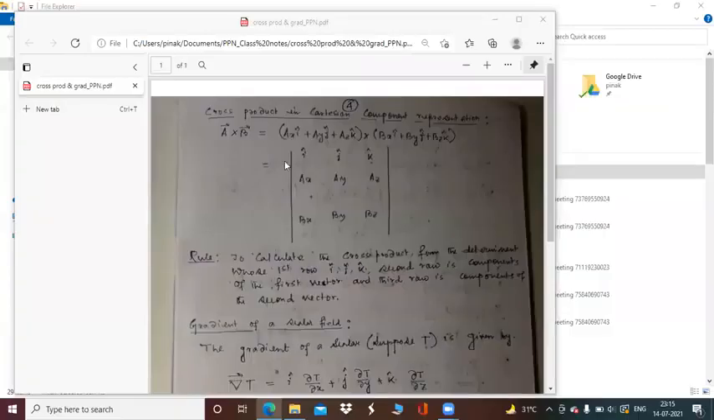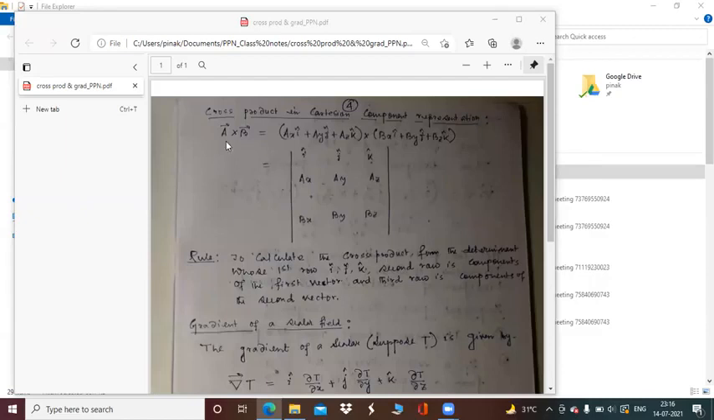So in this lecture, first we'll be considering how to find the cross product between two vectors in their Cartesian component form. Now, if you want to find the cross product between two vectors, suppose a bar and b bar in their Cartesian component form, in the first step, you just write down this cross product expression in the Cartesian component form of the two vectors.